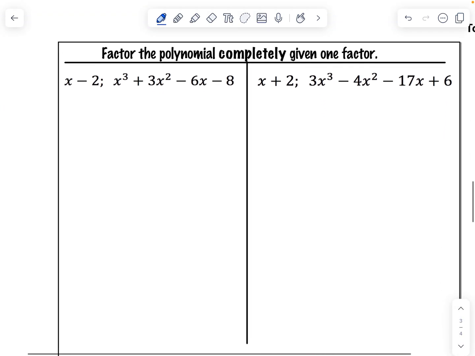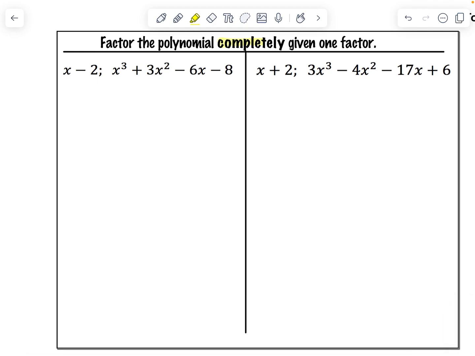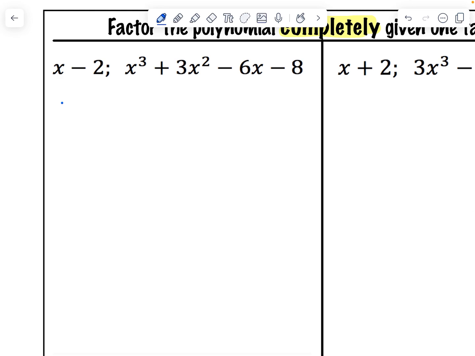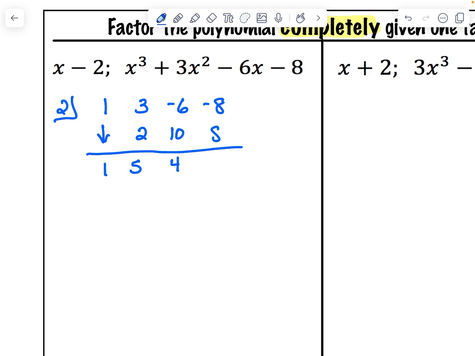Okay, so now they want us to factor the polynomial completely. So this is where we're going to combine the synthetic division and the factoring that we've already been doing. So first, I'm going to divide synthetically by 2. And all of my exponents are represented. So I'm just going to divide using synthetic division. And if they tell you that they have given you a factor, your remainder should always be 0. Now I'm going to write my answer.